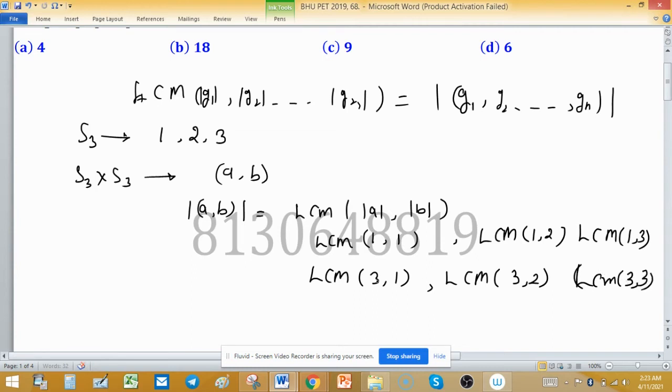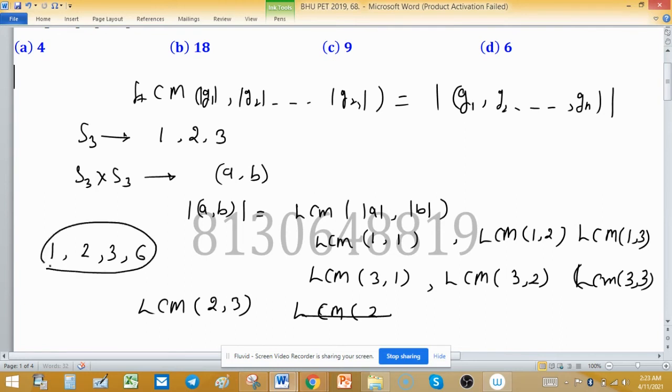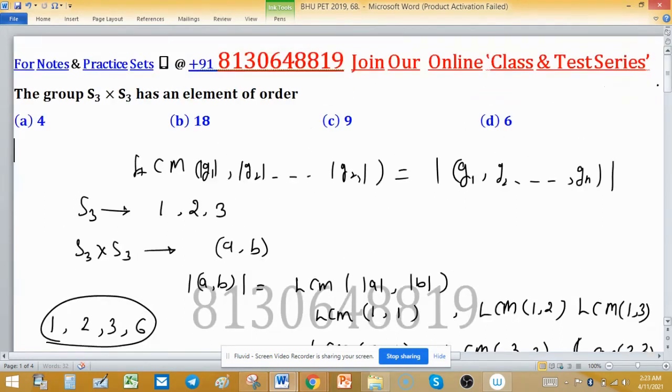And LCM of 2, 3, and LCM of 1, 2 is done. If some LCM remains, you can work it out yourself. But you can check here that every LCM is either 1, 2, 3 or 6. None other than these LCMs. So a possible order of an element is 6. So option D is correct.